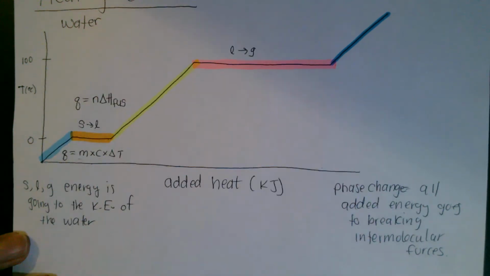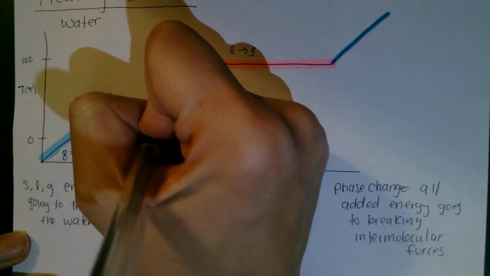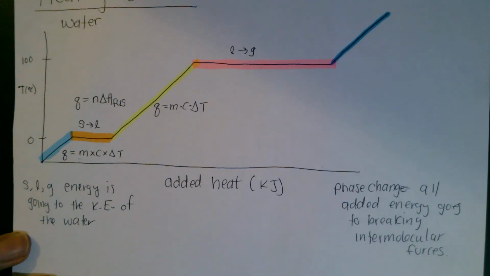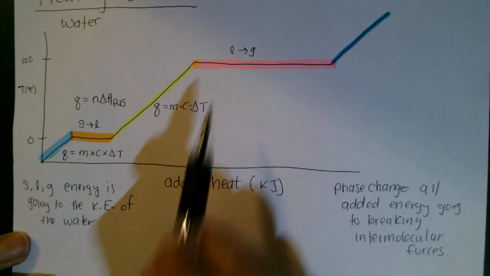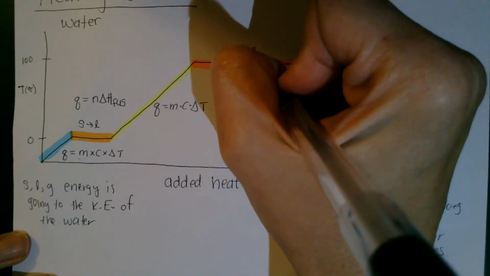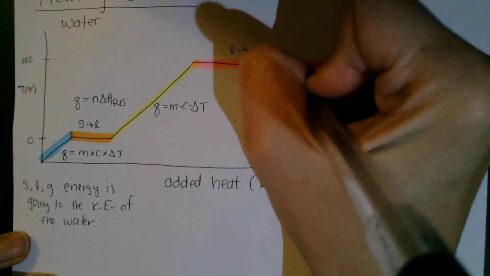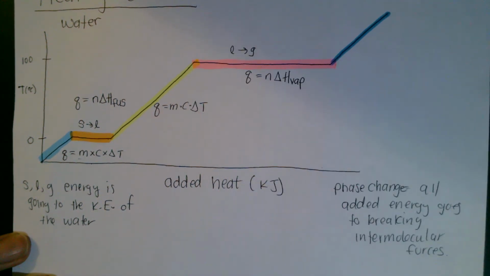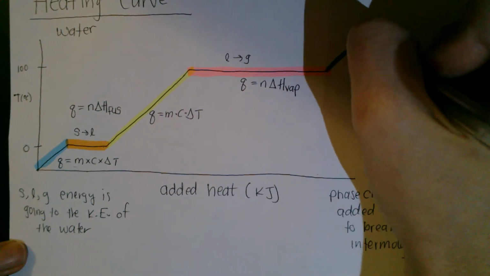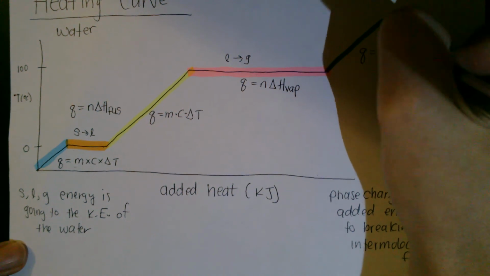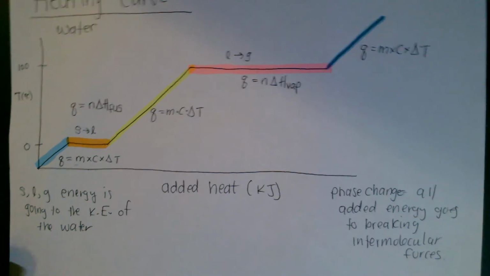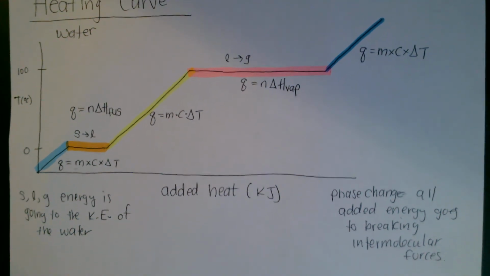So again, when our temperature is increasing, we can use Q equals M times C times delta T, where now our C is going to be the constant for the liquid phase. Up here, same thing, it's the flat region: Q equals N delta H of vaporization, so N delta H vap. And then finally, our last segment, Q equals M times C times delta T, where this C, again, all of these C's are a little bit different. That would be the C for the gas.